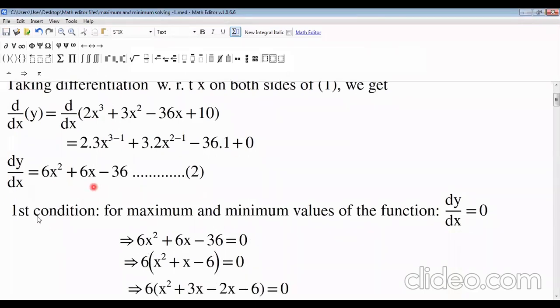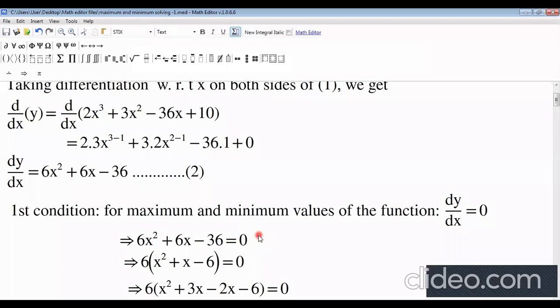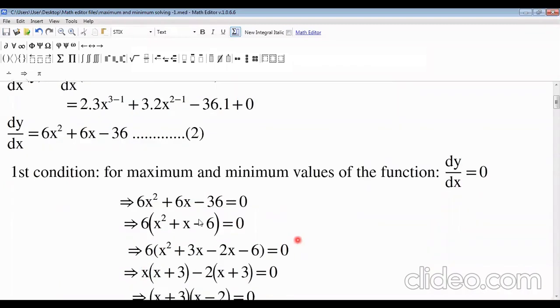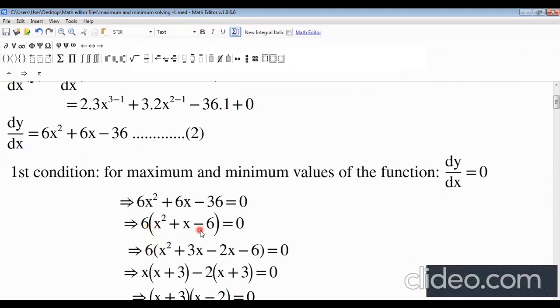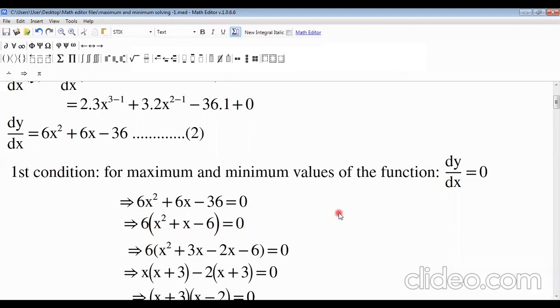Now the first condition for finding maximum and minimum value: for maximum and minimum values of the function, dy/dx must be 0. So dy/dx equals 6x square plus 6x minus 36 equals 0. Taking 6 common, we get x square plus x minus 6 equals 0.